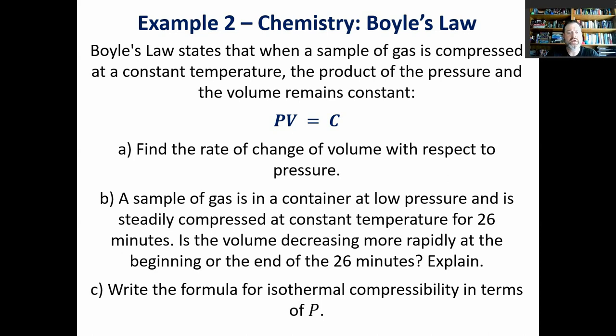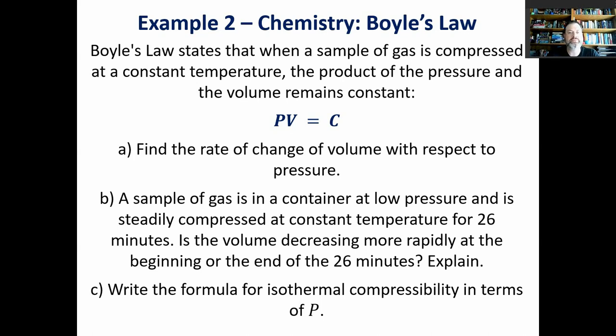So I'm going to go ahead and read all these, and then we're just going to go through them. For part B, a sample of gas is in a container at low pressure and is steadily compressed at constant temperature for 26 minutes. Is the volume decreasing more rapidly at the beginning or the end of the 26 minutes? Think about that. We're going to use the derivative to solve that. And then write the formula for isothermal compressibility in terms of P. I'll explain what that means when we get to part C.